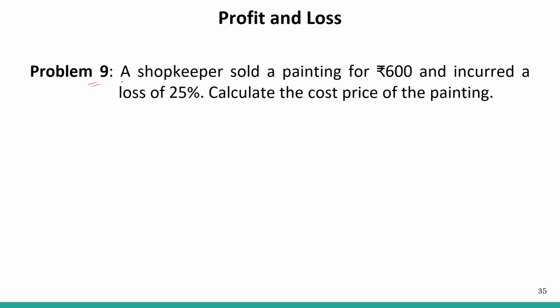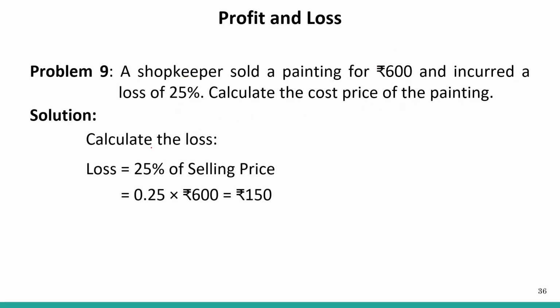So let's see problem number 9. A shopkeeper sold a painting for 600 rupees and incurred a loss of 25%. So calculate the cost price of that painting. So the loss, 25% of the selling price, is equal to 0.25 into 600, which is equal to 150 rupees.